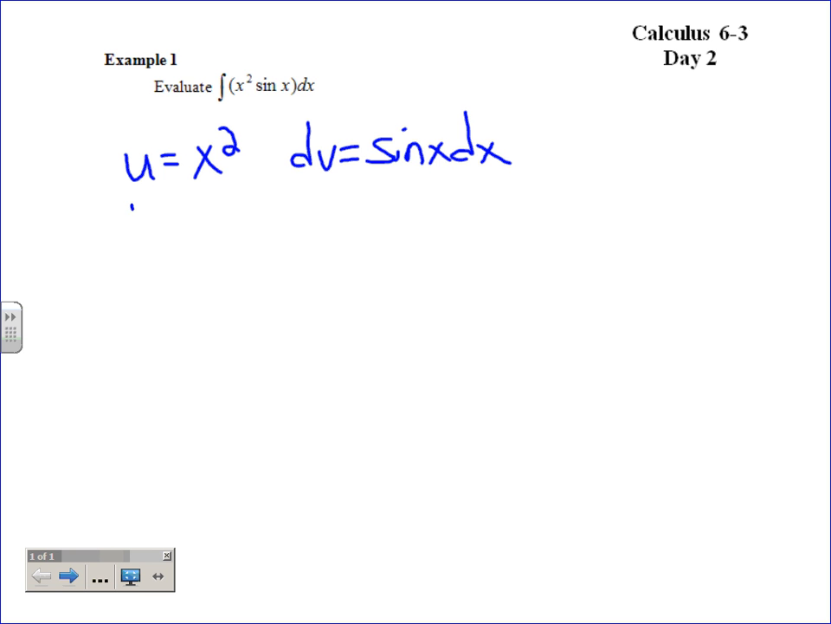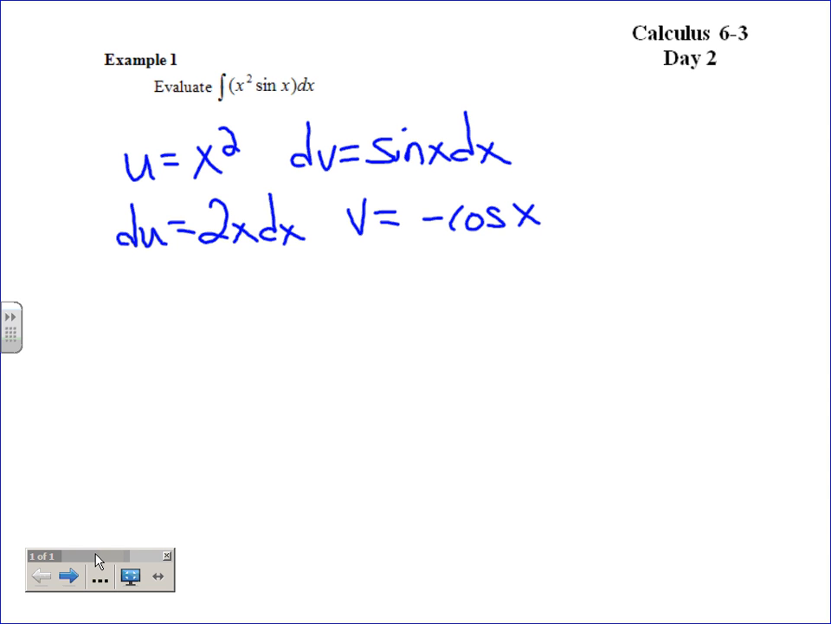I've got u, so let's go get du. It's 2x dx. Does this 2x dx actually have to be in the problem if you're doing integration by parts? No, it doesn't have to be in the problem. The only stuff that has to be in the problem is your u and your dv. And I need v. Well, we know the derivative, remember, this is how I remember it. The derivative of sine is just cosine, right? So the antiderivative is negative cosine.